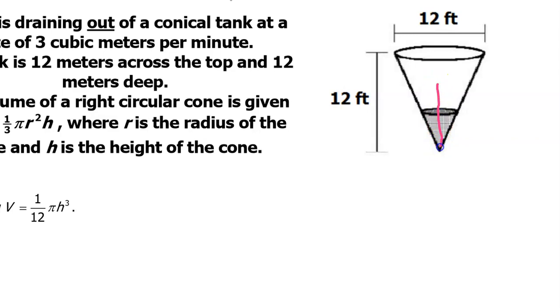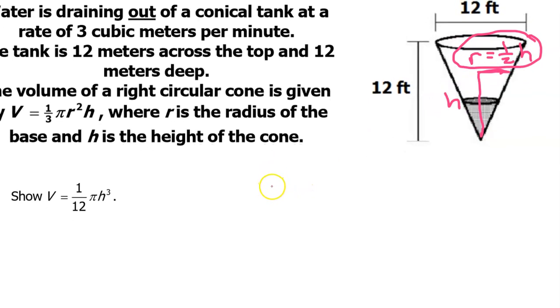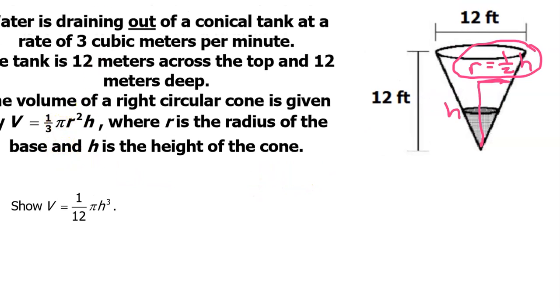at any height. So say if the height was right here. Still, the height and the diameter are going to be the same. So this would be the height and the height. But then the radius would be half of that diameter. So the radius is always going to be half of the height. So this is the relationship that we can use to simplify the original volume formula.